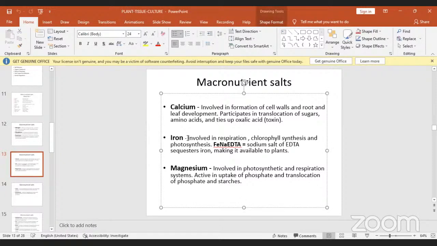So iron is involved in respiration, chlorophyll synthesis, and photosynthesis. FeNaEDTA, the sodium salt of EDTA, sequesters iron, making it available to the plants. The next one is magnesium. It is part of the photosynthetic and respiration system, active in uptake of phosphate and translocation of phosphate in the starches.